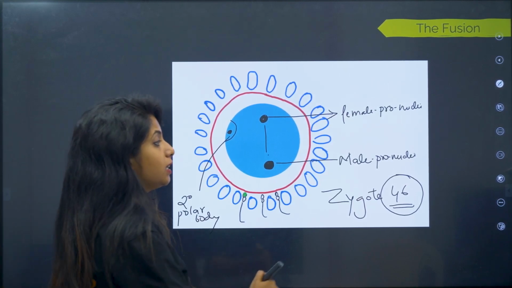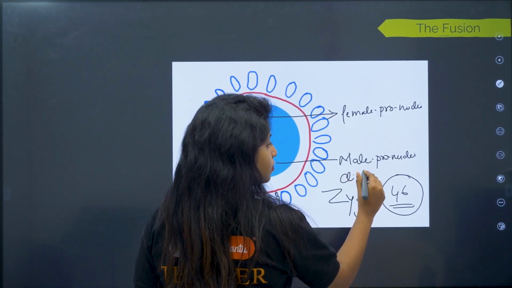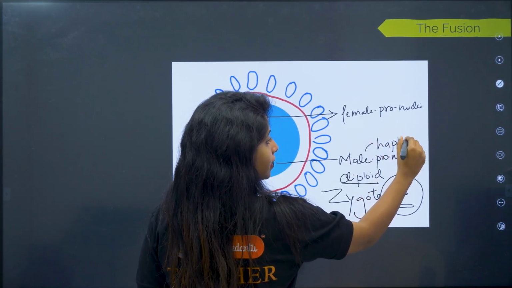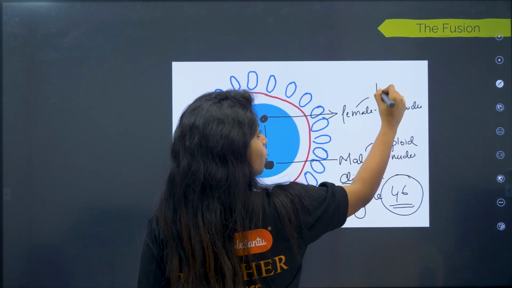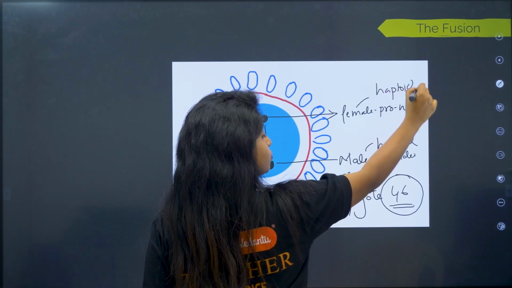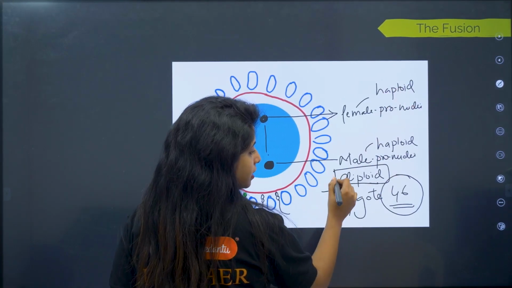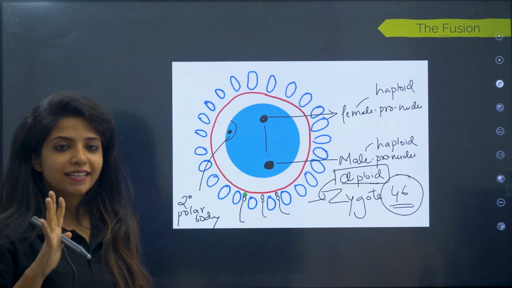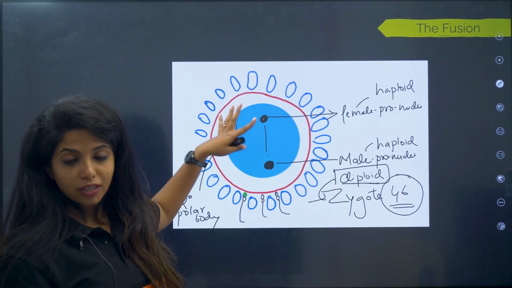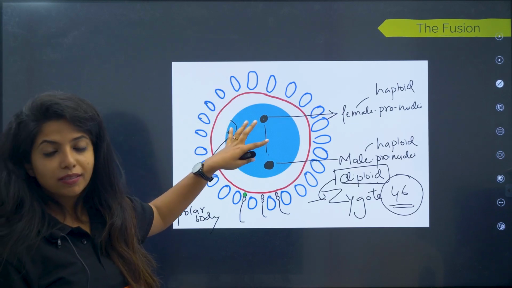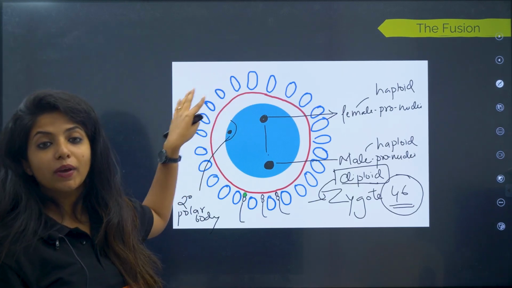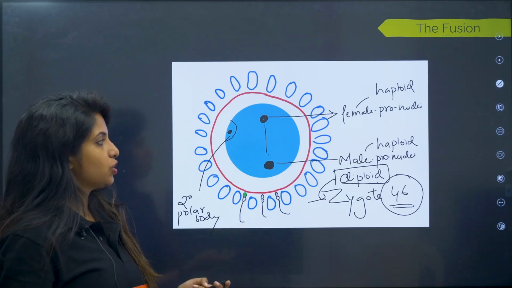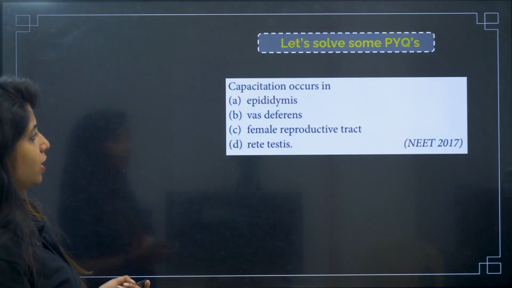It is obviously diploid. It is not haploid because the sperm was haploid and the egg was also haploid. Together when they fuse, they give a diploid zygote with 46 chromosomes. I hope this is clear. Now, when fertilization takes place, at this point of time, the meiotic division completely finishes up. So that's all I wanted to tell you.